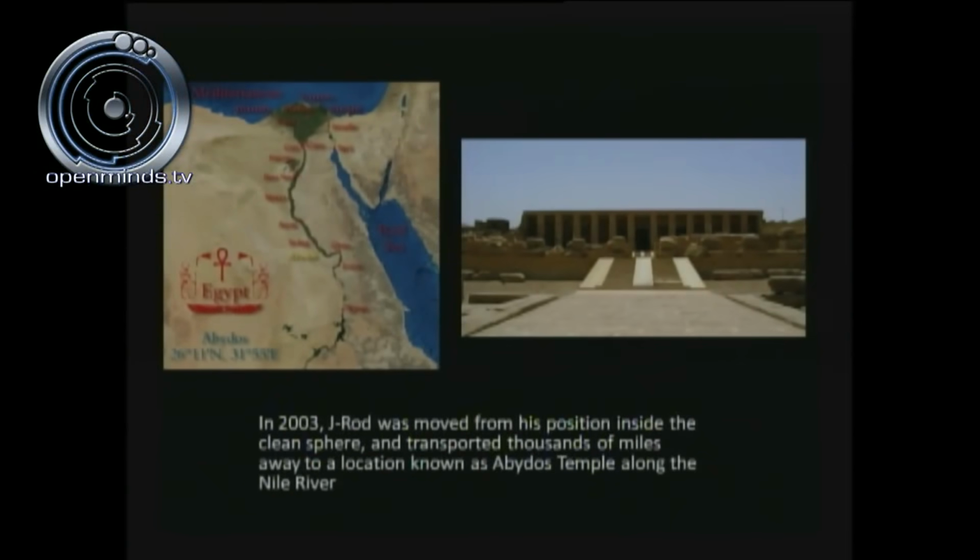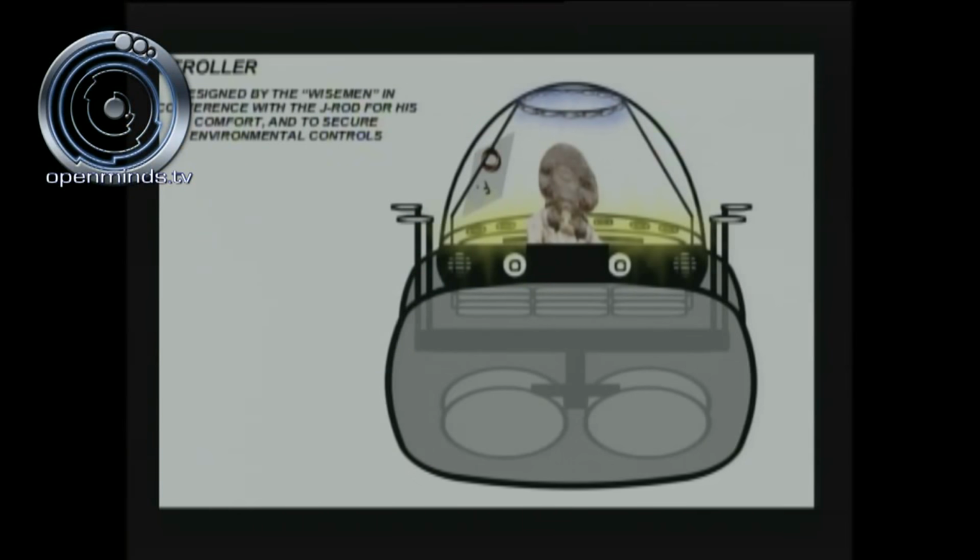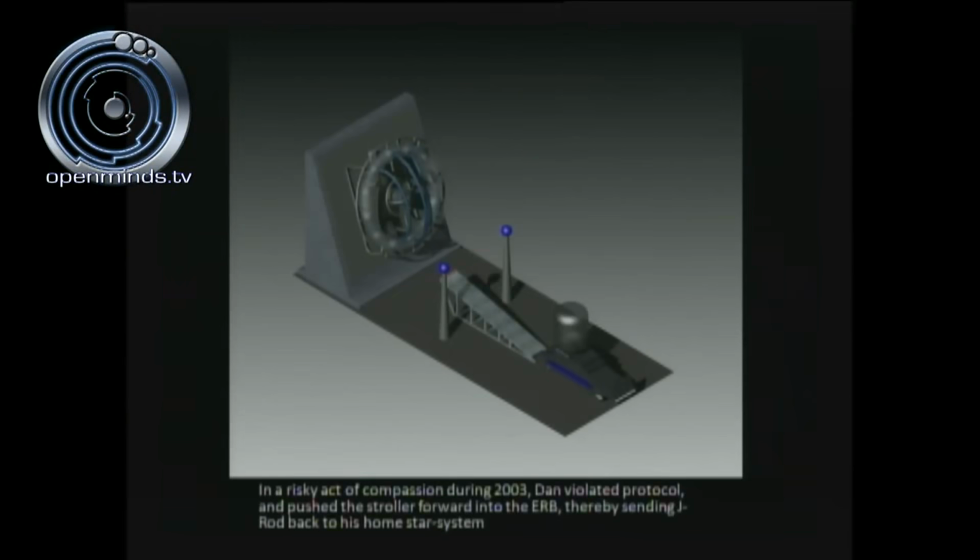Now, in 2003, something interesting happened. J-Rod was moved from his position within the Clean Sphere 4-5 facility. He was flown to Abydos Temple, which is down the Nile River. Perhaps some of you have been there, actually. And remember, he has to be in his own positive pressure atmospheric environment or he'll die. So they ended up building a stroller for him. This is Dr. Dan Burisch's illustration of what that stroller actually looked like.